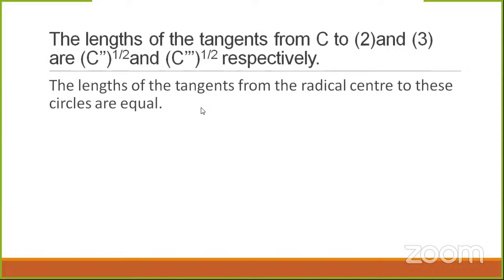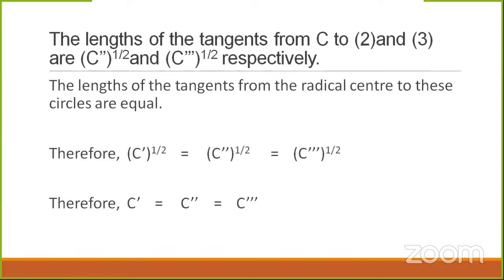The lengths of the tangent from the radical center to these circles are equal, because the radical center is equidistant from all the circles. Therefore, we have c1 power 1 by 2, that is root c dash, is equal to root c double dash is equal to root c triple dash. This is a very important point that we need to observe, children. Therefore, squaring on all sides, c dash is equal to c double dash is equal to c triple dash.